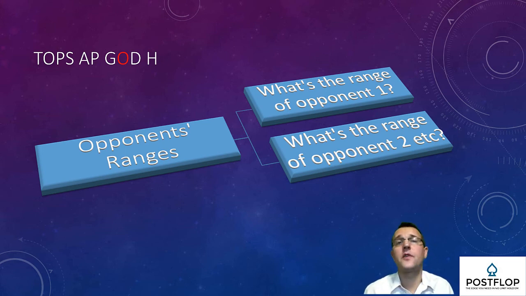Assigning opponent-specific ranges is a difficult task, but it's an important one. Don't give up on it just because it's hard. Keep practicing. Get comfortable being wrong frequently and continue to hone your skills. This is something you will improve at over time.